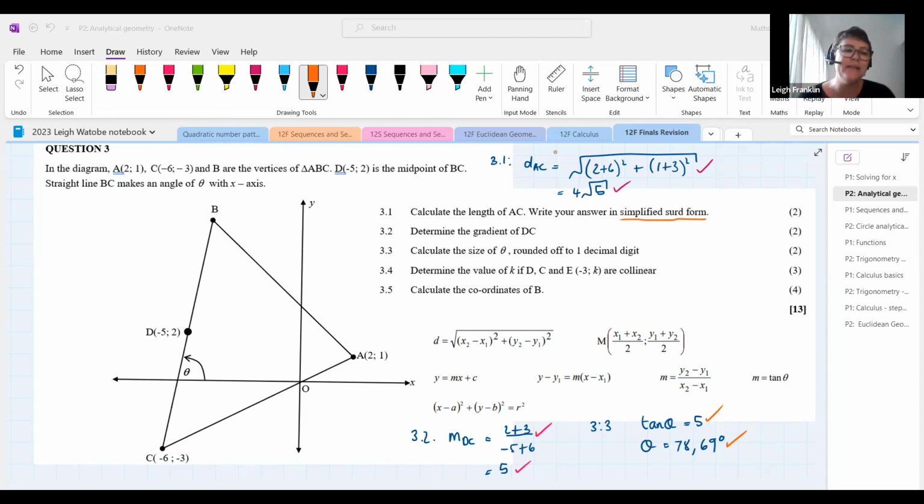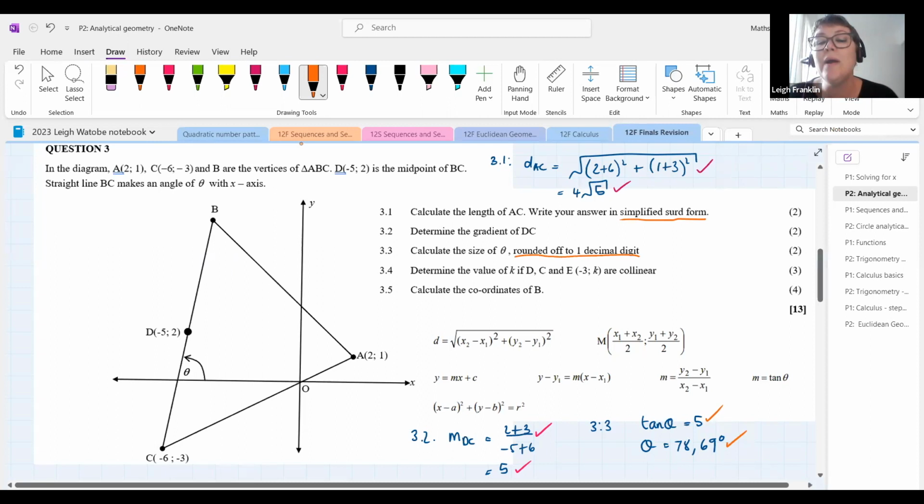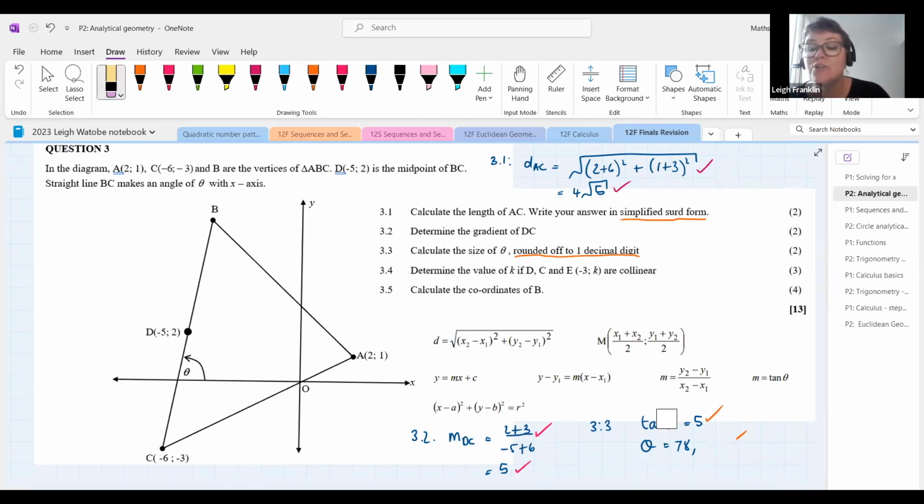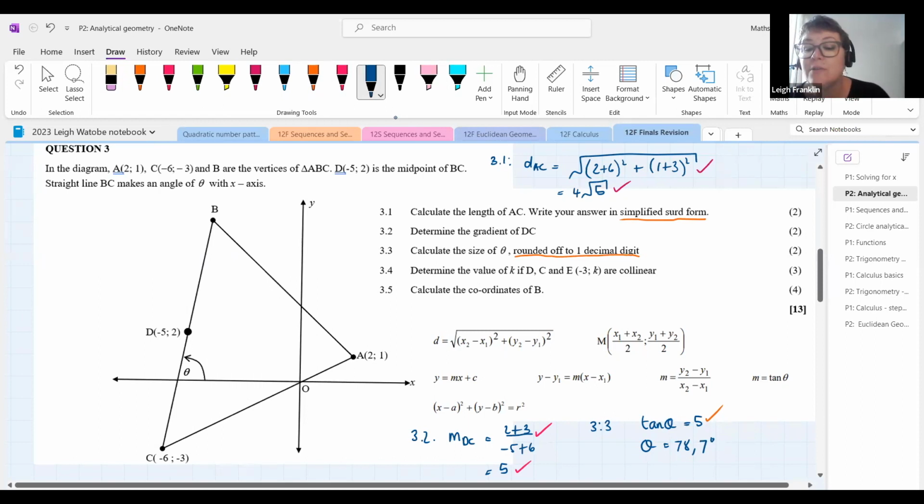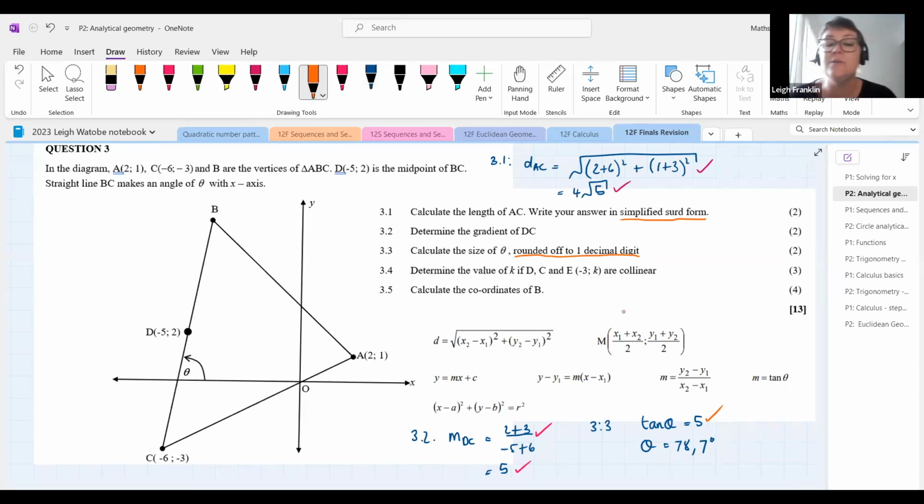It doesn't say that here, but oh, sorry, it says rounded to 1 decimal digit. Sorry, and there I'm telling you to read, and then I didn't read it. That's quite unusual. It's not generally like that. So what I should do here is it would be 78,7 degrees. Okay, and then it would be to 1 decimal digit. Generally, they tell us to round to 2 decimal places, and I think that's what they would expect us to do in our exams as well.